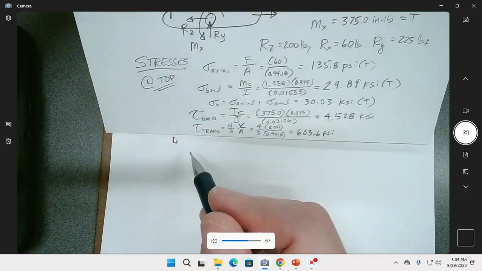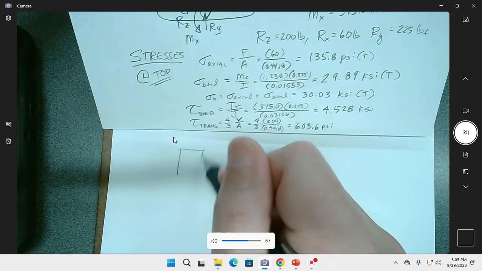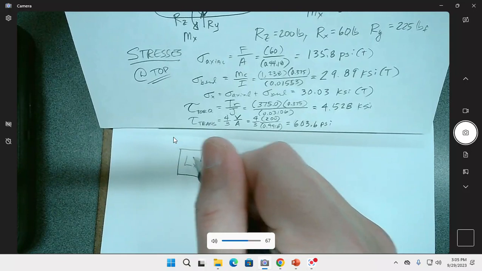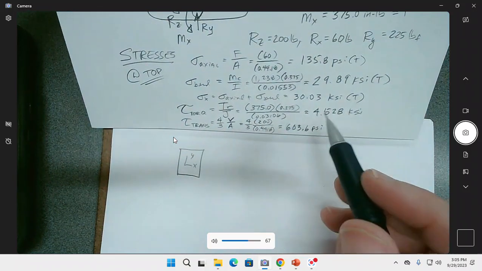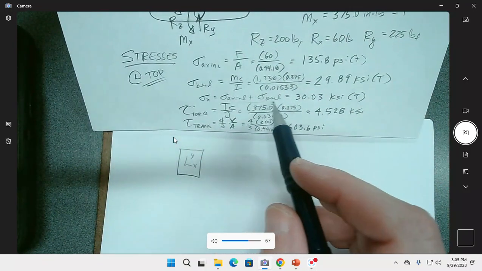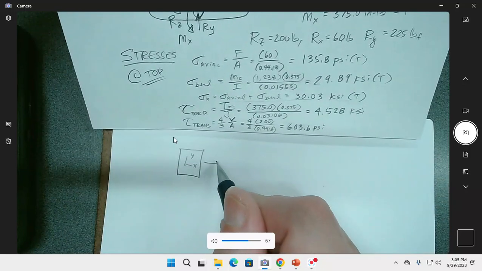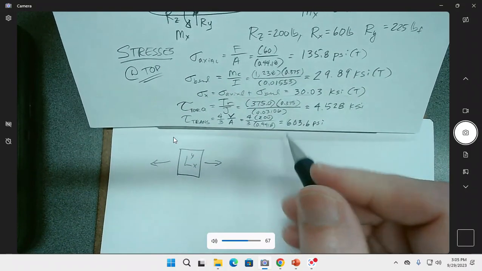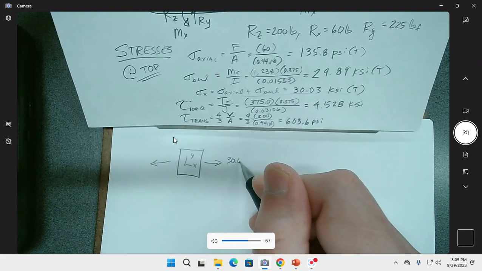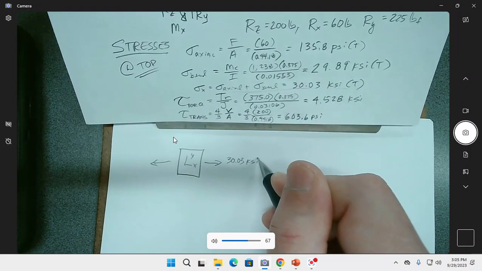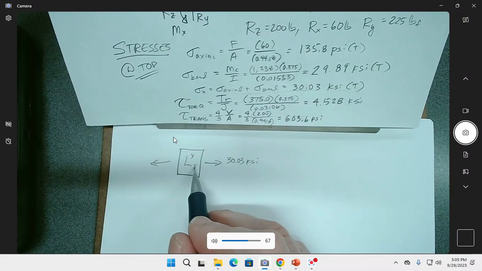Spread it out. But anyway, now we want to do the most important thing here, which is to combine. Well, I already kind of did that right here. I talked about that. And so that's going to be the 30.03 KSI, and that was going down in line with the X. Okay, we're good.